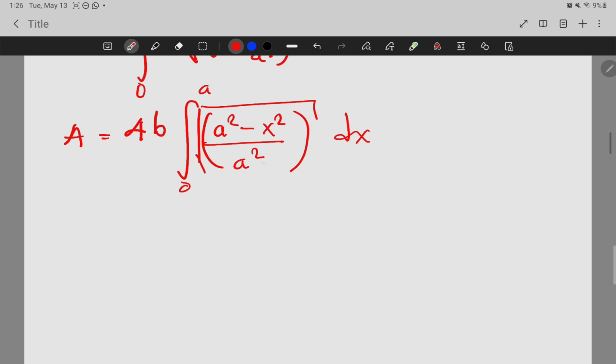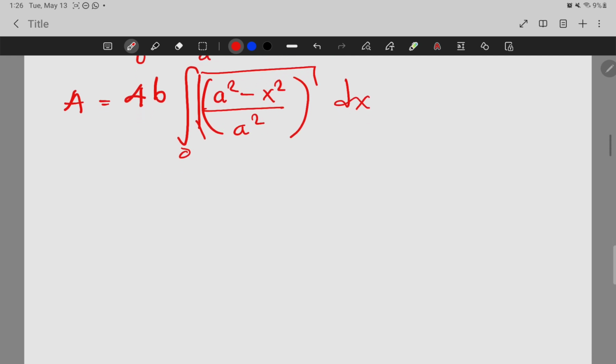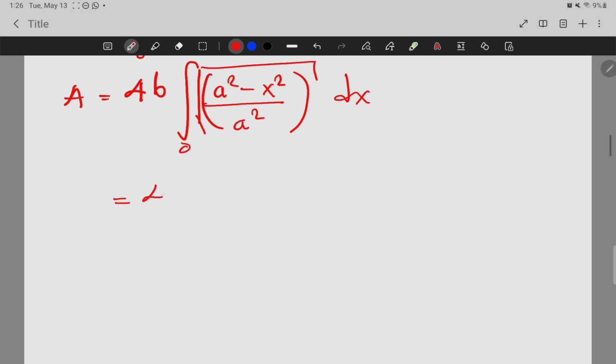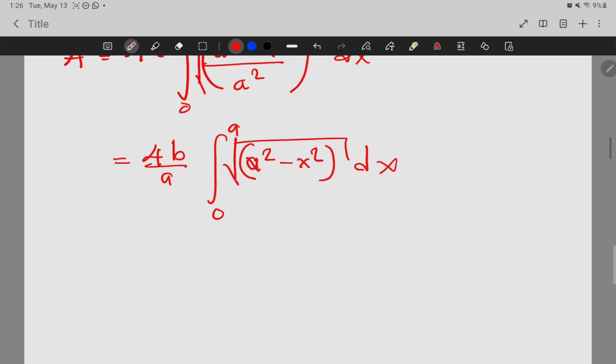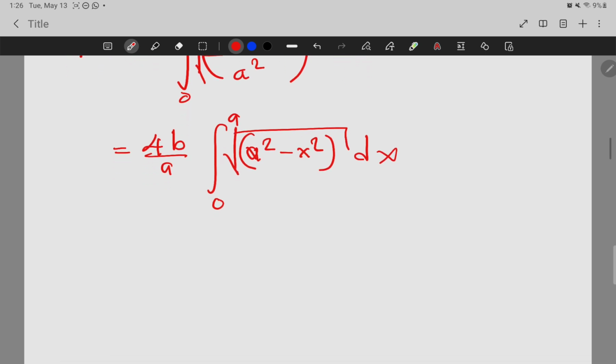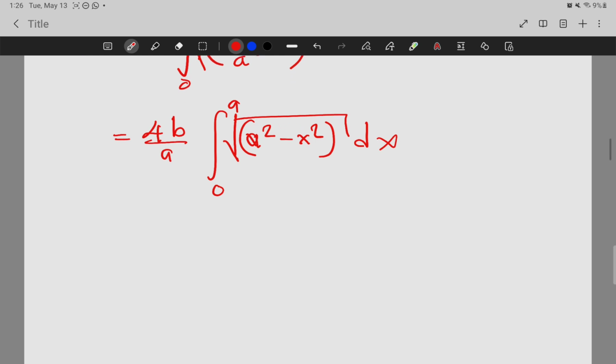So then we can get the a squared, remove it from the root to be square rooted as well to give us a. So now I have 4b over a, the integral from 0 to a of a squared minus x squared dx. Of course, this is being square rooted. Now at this point, we can perform our integration.